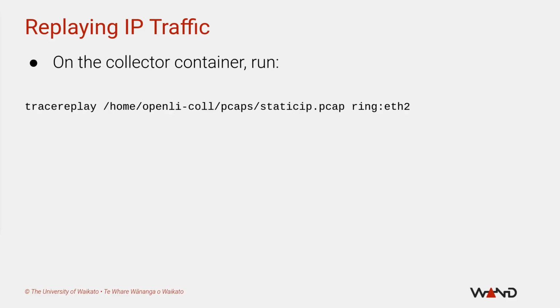On your collector container, I've placed a pcap trace file for exactly this purpose, called staticip.pcap. The traffic in this pcap was captured from a host that had the 10.1.18.217 address assigned to it, so it should be intercepted by OpenLI. Once again, you can use trace replay to replay the packets from the pcap file onto the capture network, just as we did earlier with the trace from the voice over IP call.